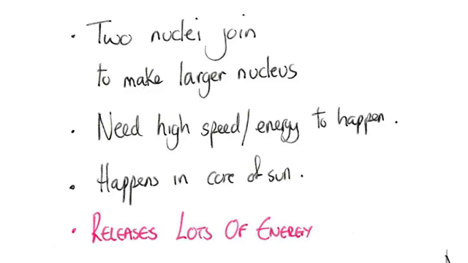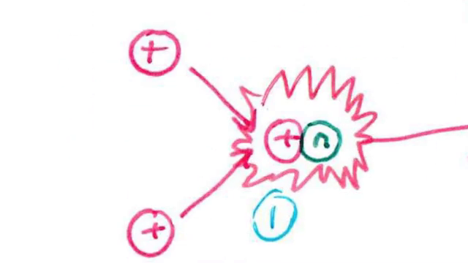And the temperatures are only really hot enough inside the core of a sun or inside nuclear weapons. When you actually cause these nuclei to join together, it releases a lot of energy. In fact, more energy is released than the energy you need in order to make them collide in the first place. You need to know this process.